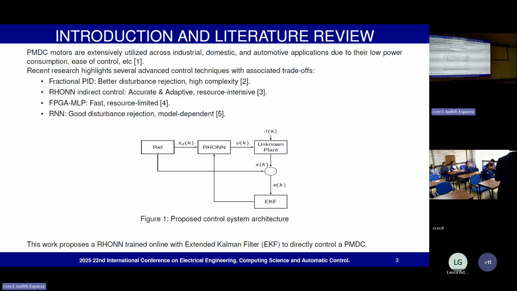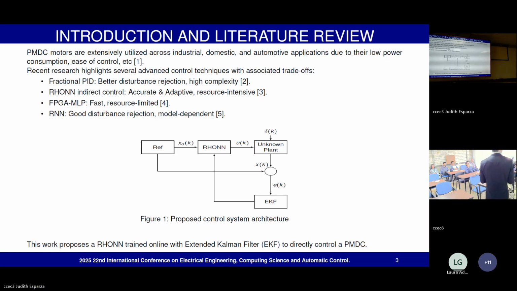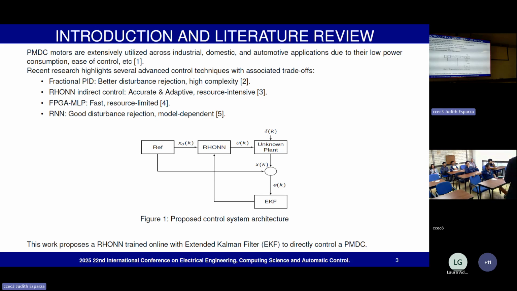The use of neural networks in automatic control is divided in two main approaches. The use of the neural network to first model the system and then control it. But in this work, we are proposing the use of the neural network to directly compute the control signal u_k. Also, this neural network is trained online with the use of an extended Kalman filter.